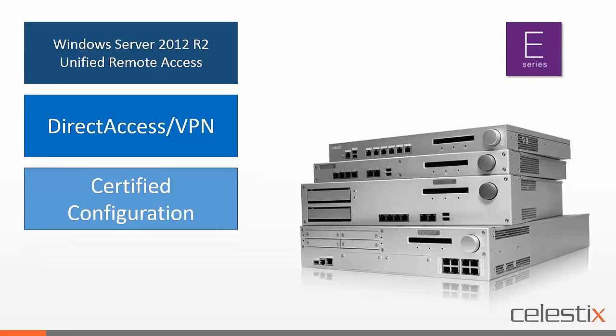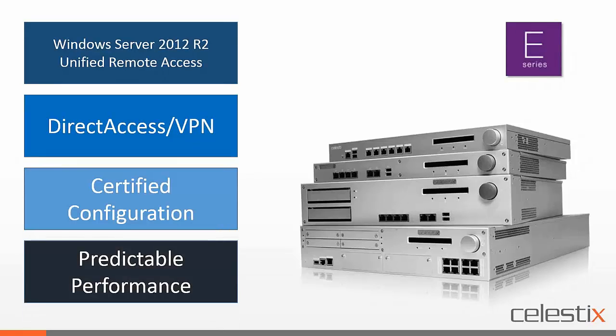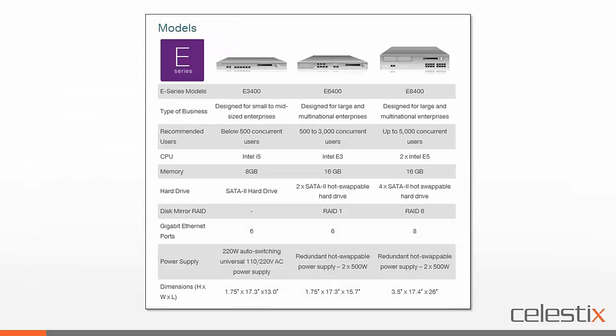Of course, the advantages to our appliance platform are heavily stacked in favor of performance. Our solution performs infinitely better than most other solutions, especially those that are running on hypervisors. And you get a certified configuration with predictable performance, which is really, really vital to the success of a direct access deployment today. We have a variety of models. The E-Series comes in 3 sizes. I like to call it small, medium, large.